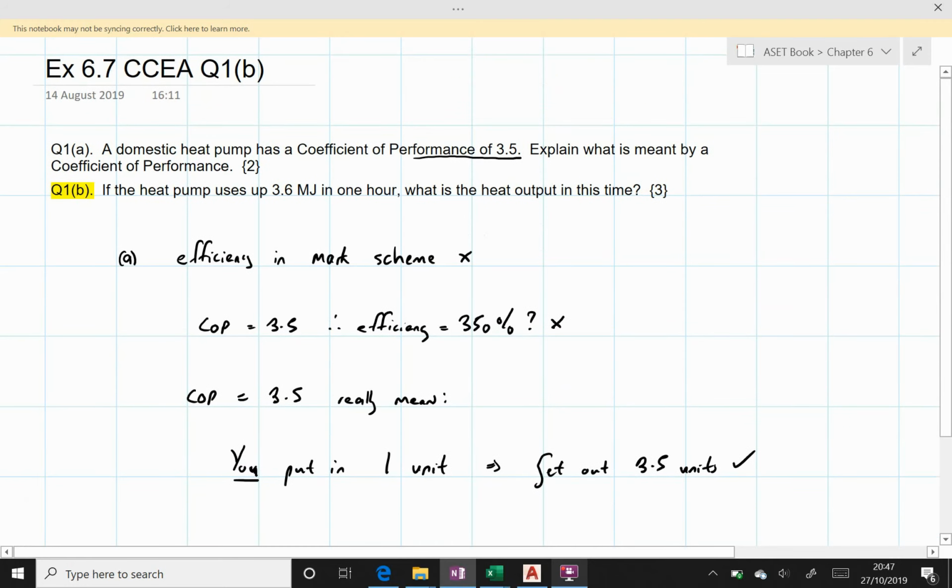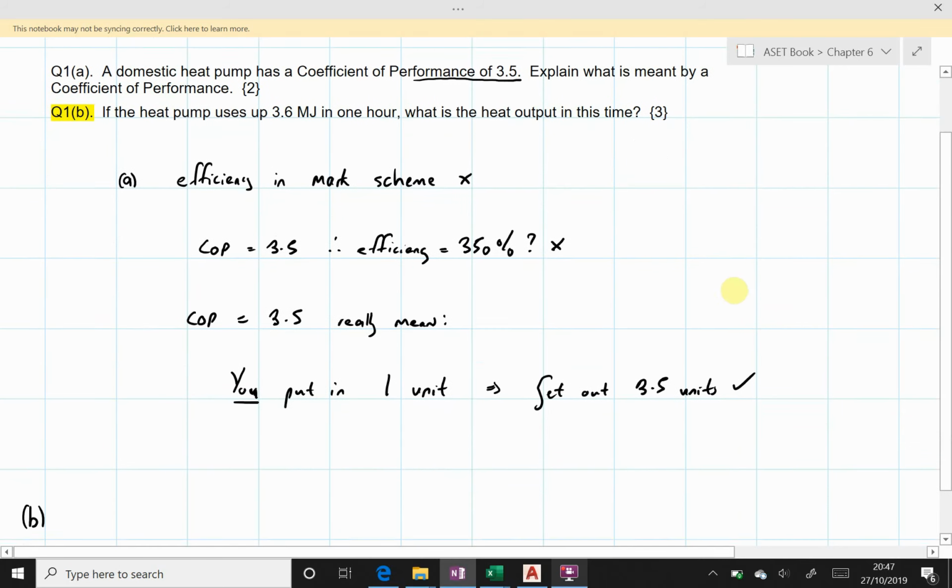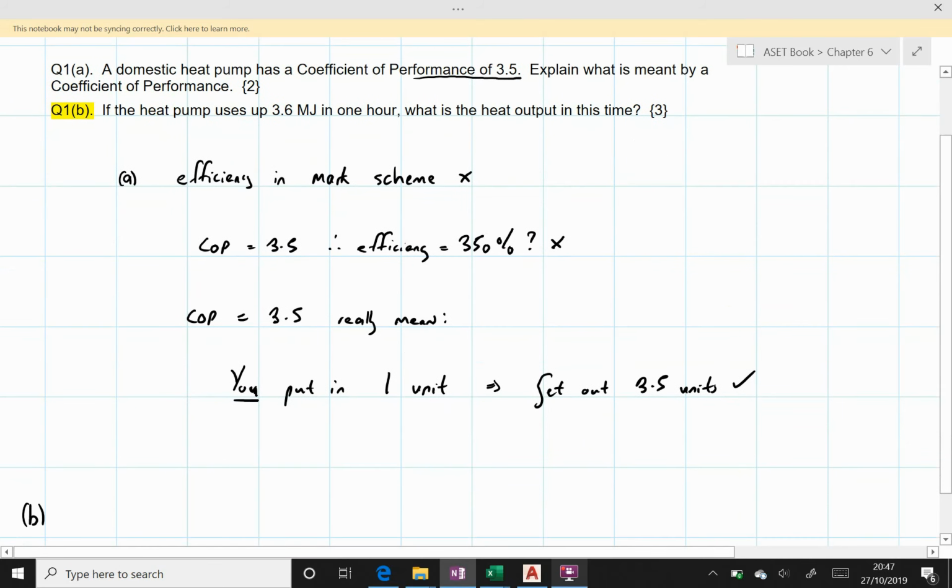In exercise 6.7, we're now going to go through the CCEA question 1. Now, part A of the question gives us a COP value of 3.5, and it then asks us to explain what is meant by a coefficient of performance. Now, inside the mark scheme, there is reference to efficiency.